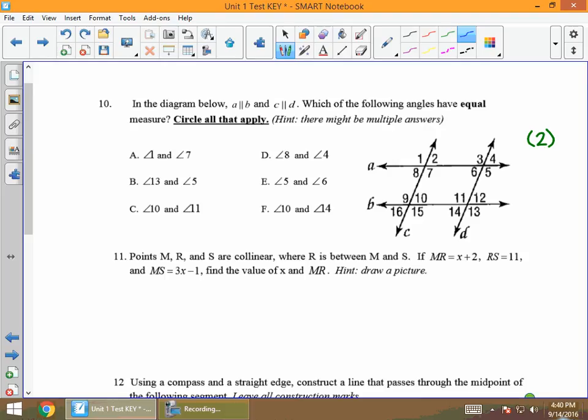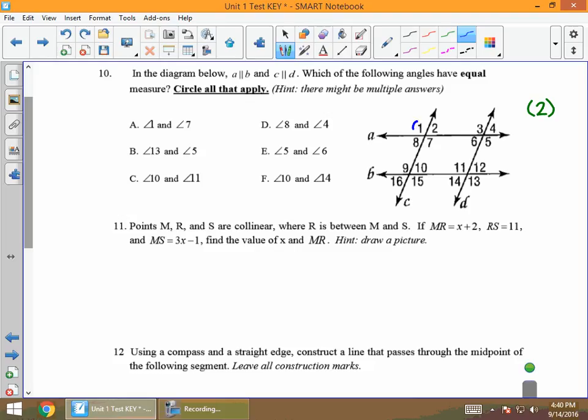It says in the diagram below, A, B, and C, D, A is parallel to B and C is parallel to D. Which of the following have equal measures? Circle all that apply. Hint, there might be multiple answers. There are actually 4 of them. So let's first take a look at number 1 and number 7. Regardless of parallel lines, those 2 angles are vertical, and vertical angles are always congruent. So A is a right answer. You should have circled A.